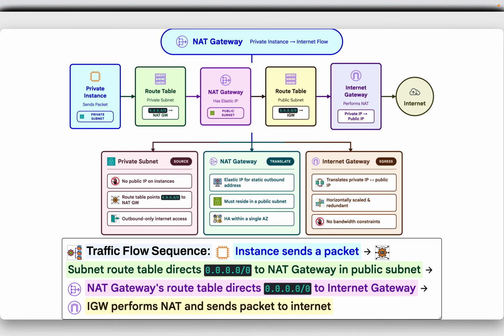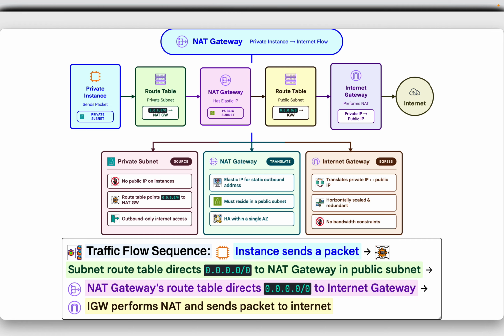So the diagram shows how a private instance reaches the internet through a NAT gateway. The traffic flows from the private instance to the private subnet route table, then to the NAT gateway in a public subnet, then to the public subnet route table, and finally through the internet gateway to the internet. The private subnet has no public IP on instances. The route table points 0.0.0.0/0 to the NAT gateway, and it provides outbound only internet access.